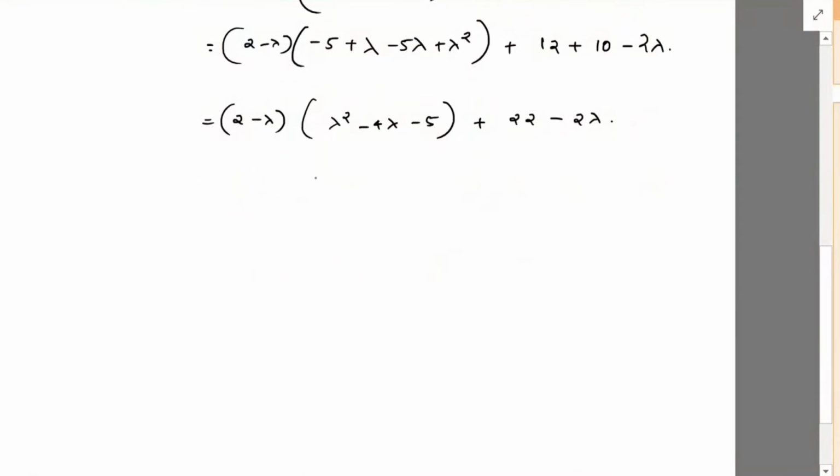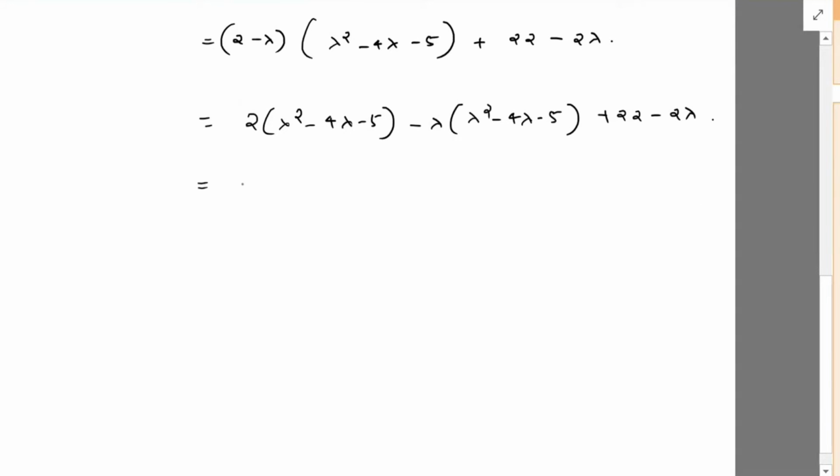Again we need to expand this. By expanding, it will be 2 into lambda square minus 4 lambda minus 5, minus lambda into lambda square minus 4 lambda minus 5 plus 22 minus 2 lambda. Okay, so this will be 2 lambda square minus 8 lambda minus 10 minus lambda cube plus 4 lambda square plus 5 lambda plus 22 minus 2 lambda.